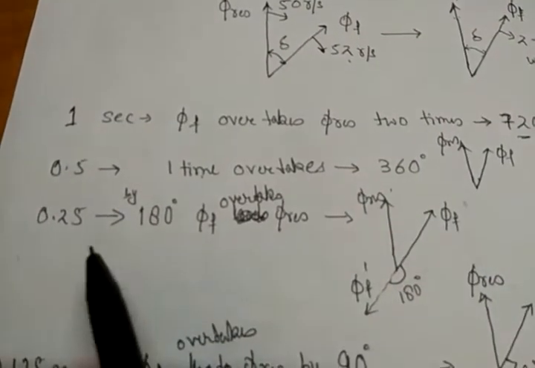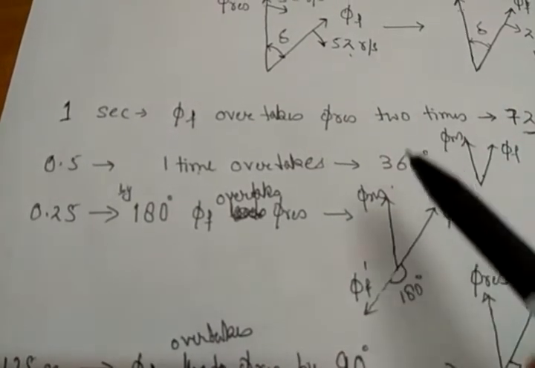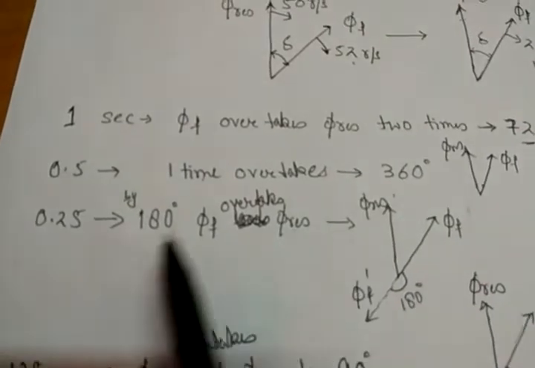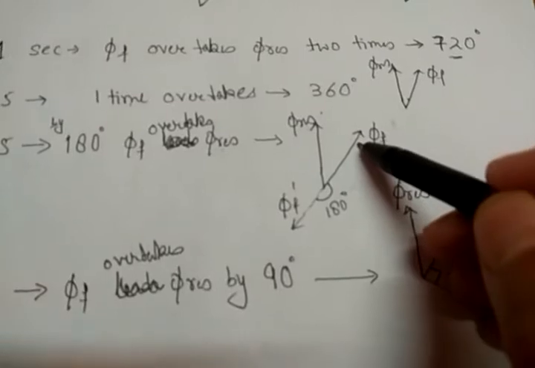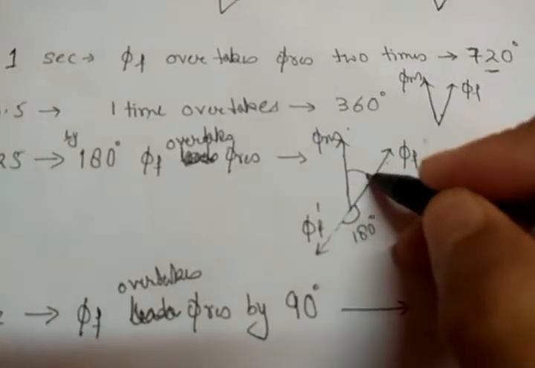Means 1 time, and in 0.25 second it will overtake it, means phi f will overtake phi resultant by how much angle? Can you calculate? Simply 180 degree. So 180 degree means initially phi f was here and phi resultant was here, and some angle was there between them.